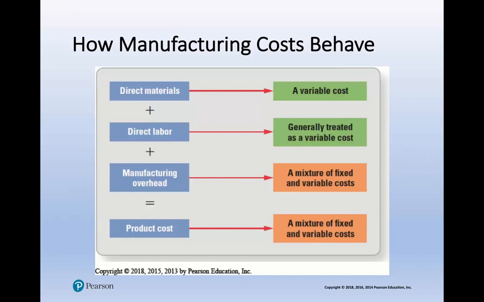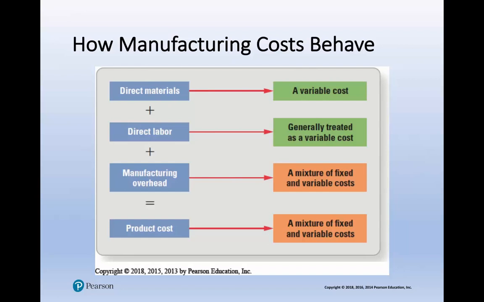So a couple of different things for manufacturers, how costs behave. Direct material and direct labor, those are generally treated as variable costs. If we think about our direct materials and our direct labor, if we're making a bunch of products, we have to buy a bunch of raw material. We have to pay our employees to make those products. If we are scaling down our business, we're buying less raw materials and we have fewer employees working.